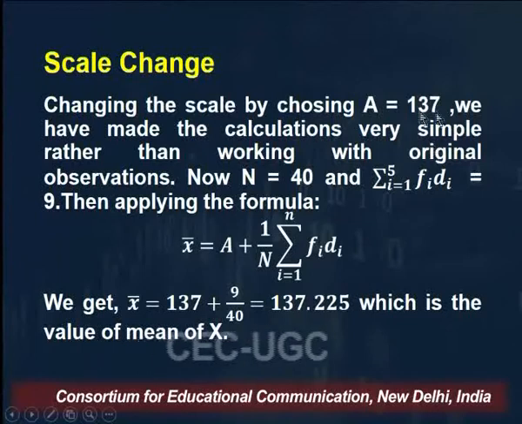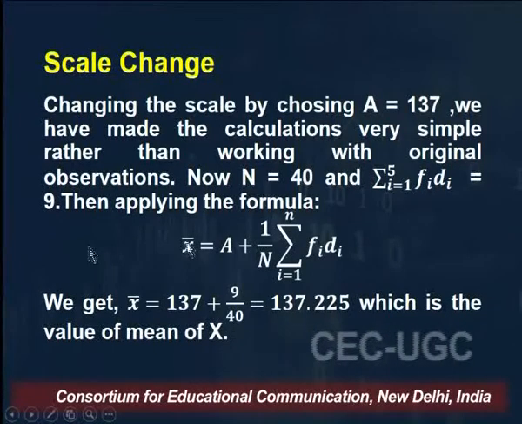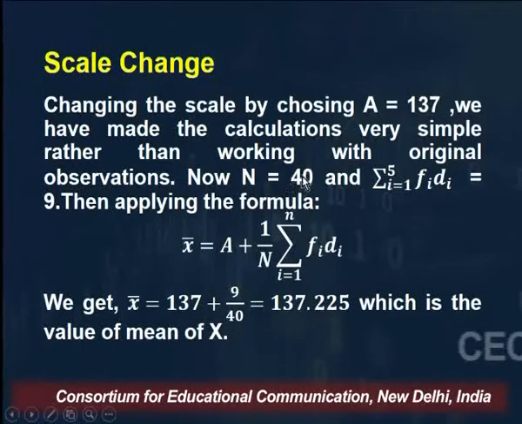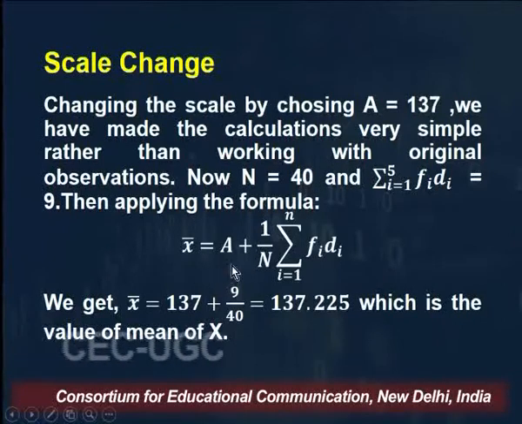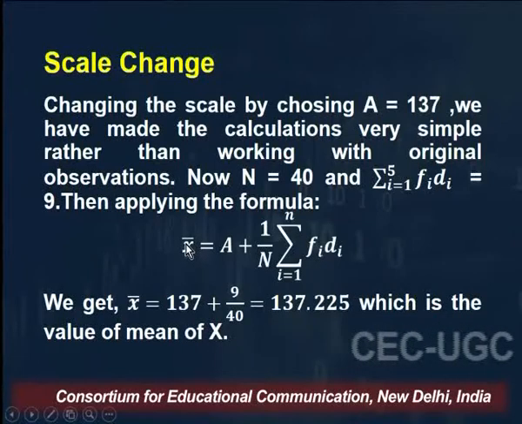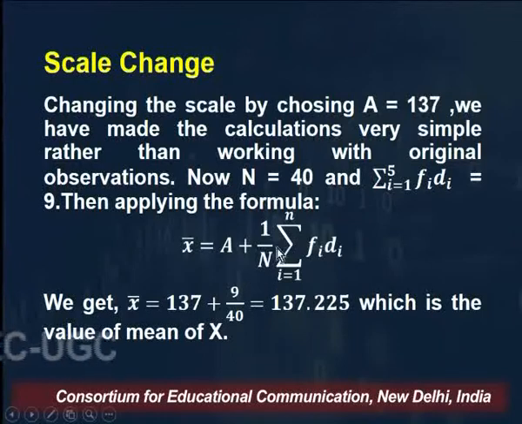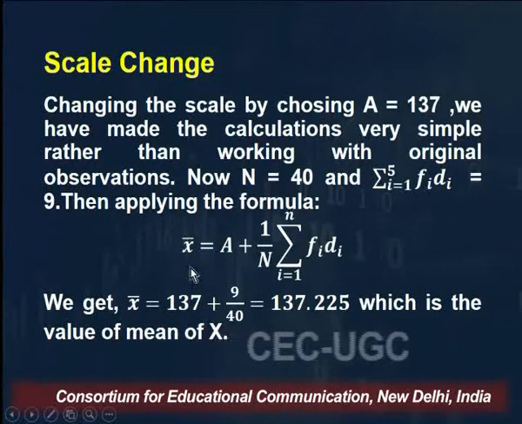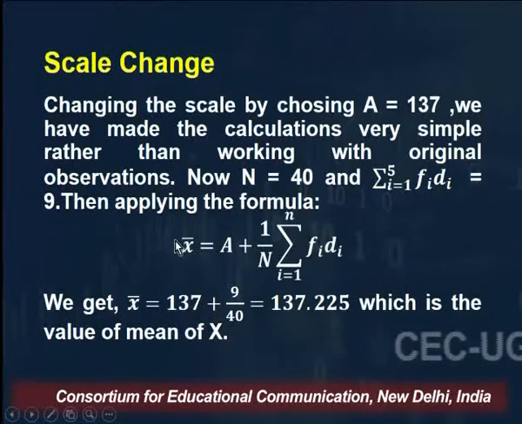And your capital A was 137 and your capital N, which was the sum of the frequencies, is 40. So then my original, see, I am using this di just to find x bar. Please don't lose the focus. I am not trying to find the mean of di's, I am trying to find the mean in terms of di's, because I want to find the mean of the original capital X variable.